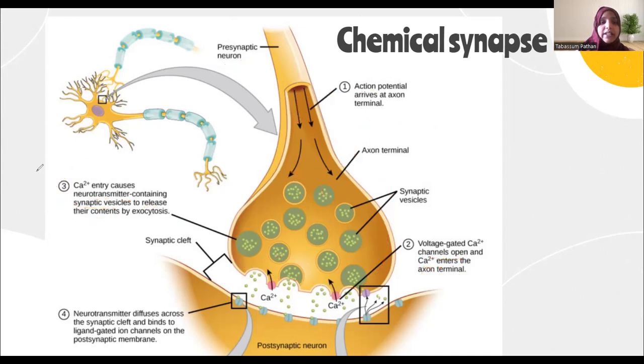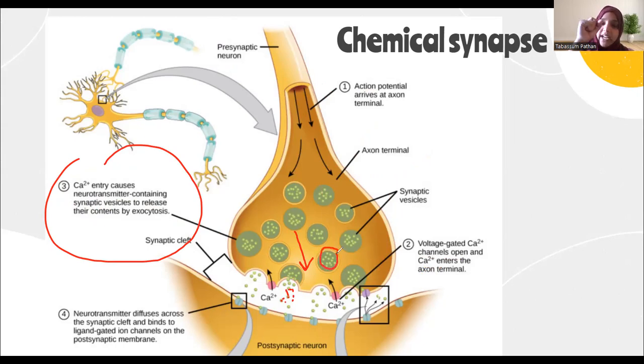As you see in number 3, once the calcium ions come in, these vesicles will now migrate. They will come here, they will fuse with the membrane, and they will release their neurotransmitters. These dots you see in the presynaptic axon terminal were contained in a vesicle. So once the gate opens, the vesicle will give away all its neurotransmitters.